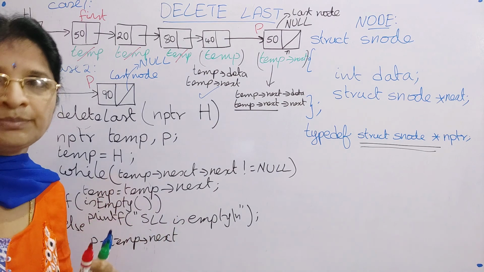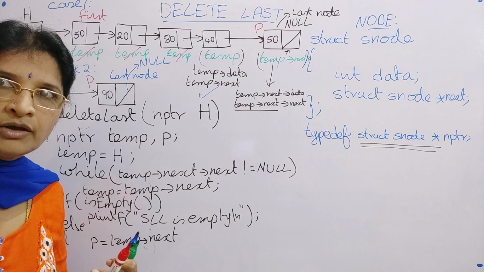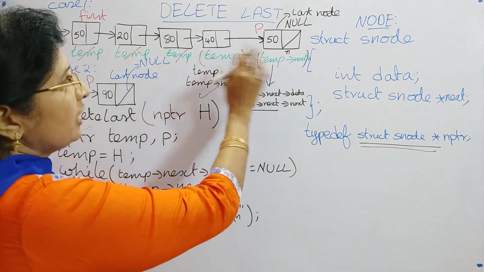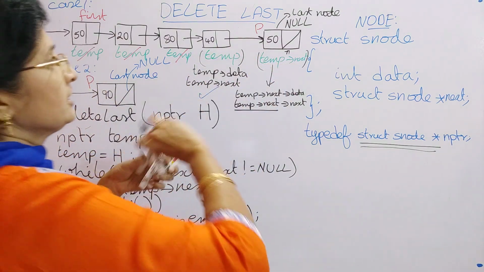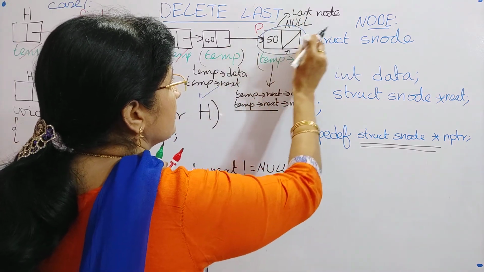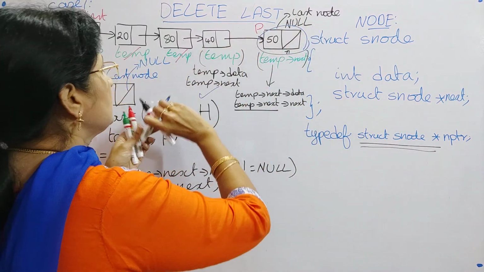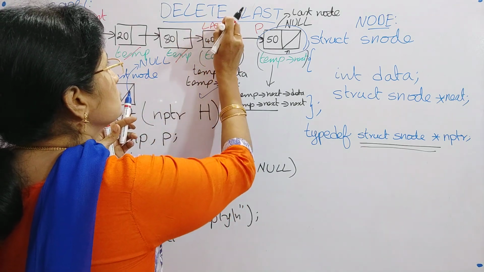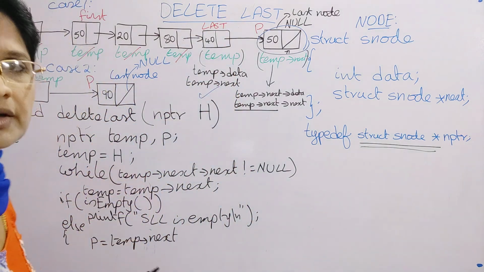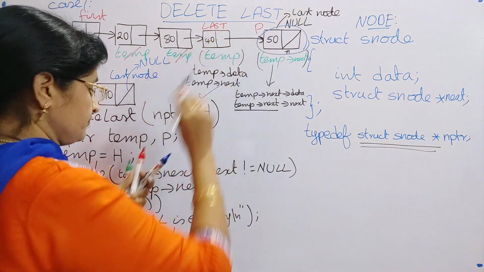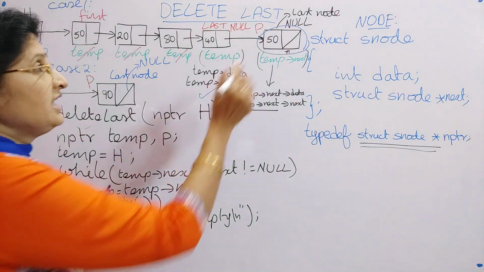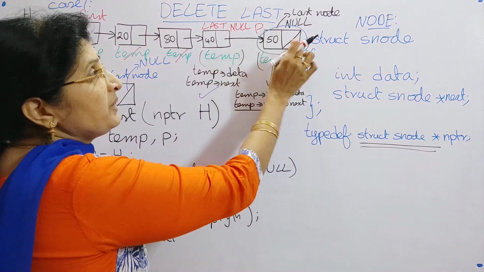So I want to free that memory so that it can be used by any other process. That's why, first of all, I am assigning p is equal to temp next. For example, first we will see this case. Now what should happen here? Here this must be deleted, which means this must become the last node. So this must become null. So where is this null available for us? It is available in this P next.